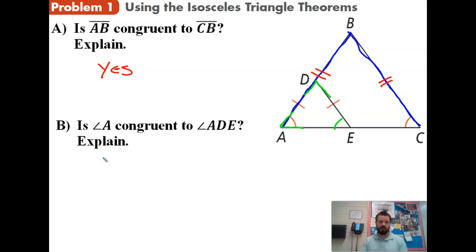So will they be congruent? I'm going to say I don't know. I suppose technically they could be, but we're not given enough information in this problem to figure that out.